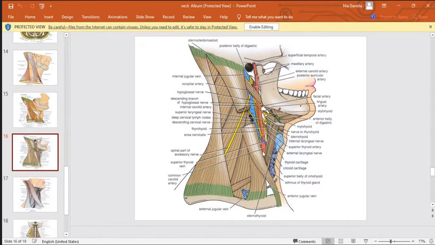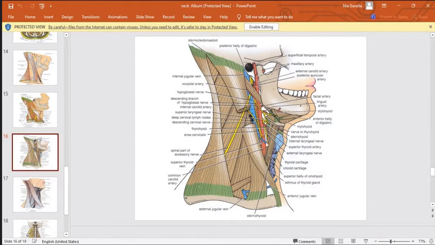The common carotid artery, at the level of the superior border of the thyroid cartilage, is divided into the external carotid artery and the internal carotid artery. The external carotid artery is located more medially in the carotid triangle, laterally to it is the internal carotid artery, and laterally to that artery is the internal jugular vein. So, this is the location of these vessels and nerves in the carotid triangle.